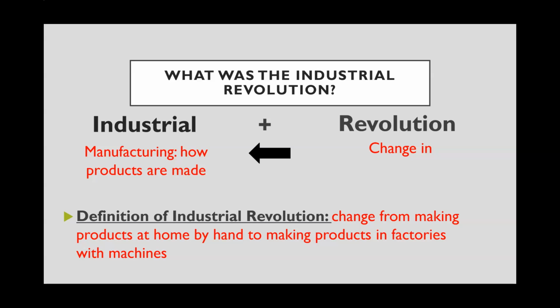After the Industrial Revolution happens, we see that people are going to begin making products in factories with machines, and it's a lot quicker and they can make a lot more products. So people are no longer having to make all the things themselves at home.